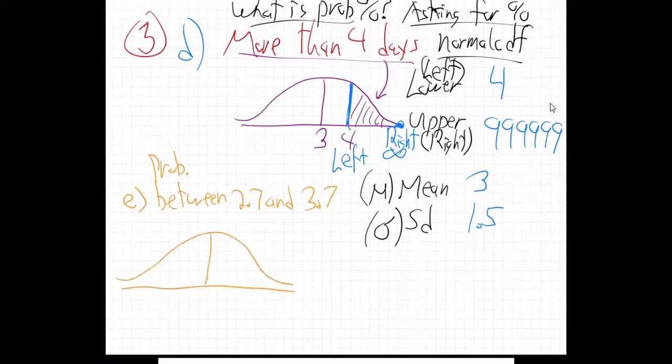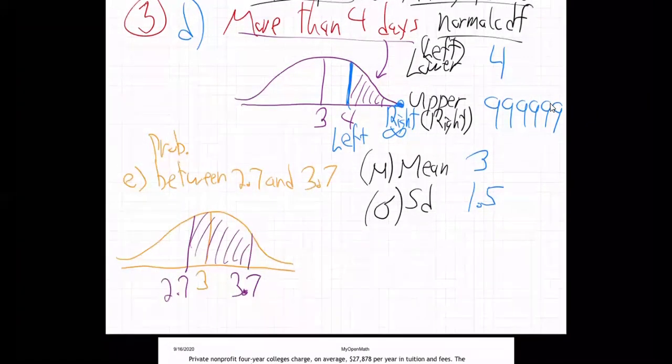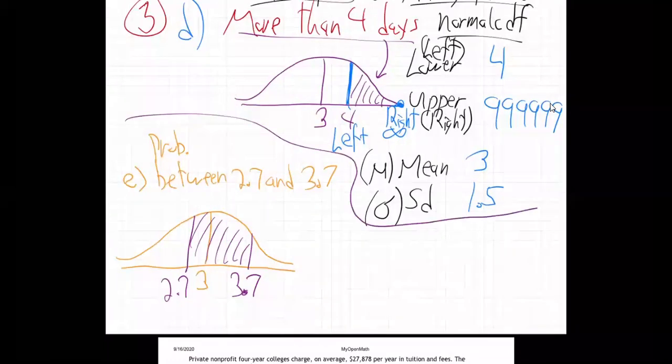So draw a normal curve, put your mean in the middle. 2.7 and 3.7. For me, that goes a little bit left, a little bit right. It doesn't matter though where it is, 2.7, 3.7. You want the shading in between, right? So then you're just going to do the same kind of thing. You're just going to do normal CDF.